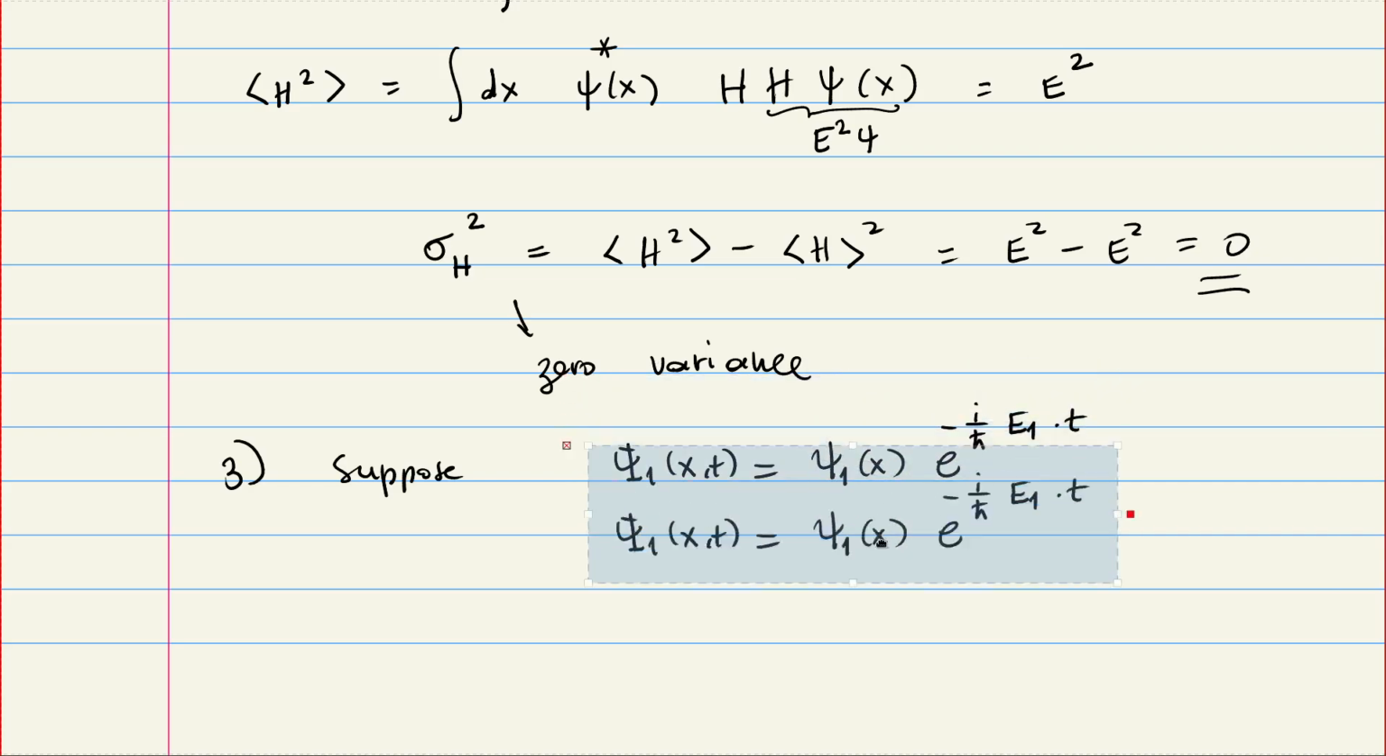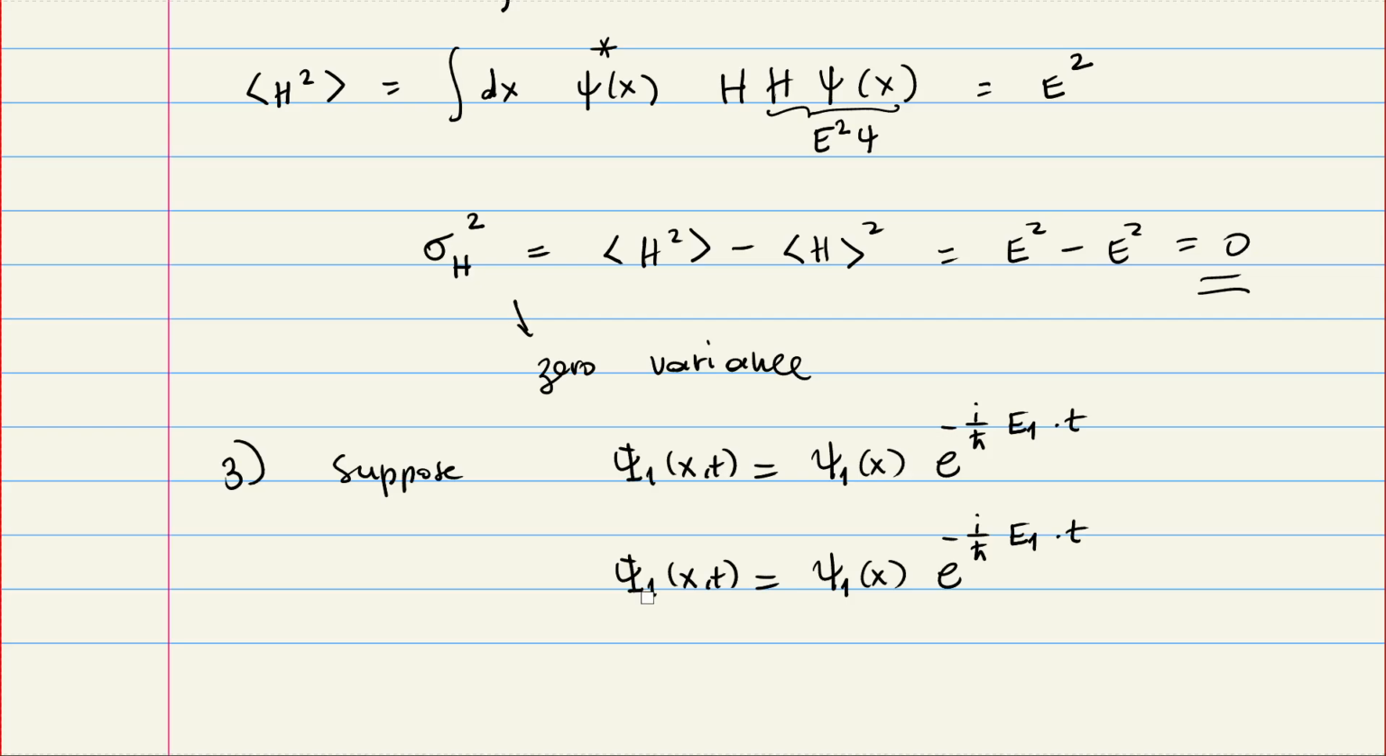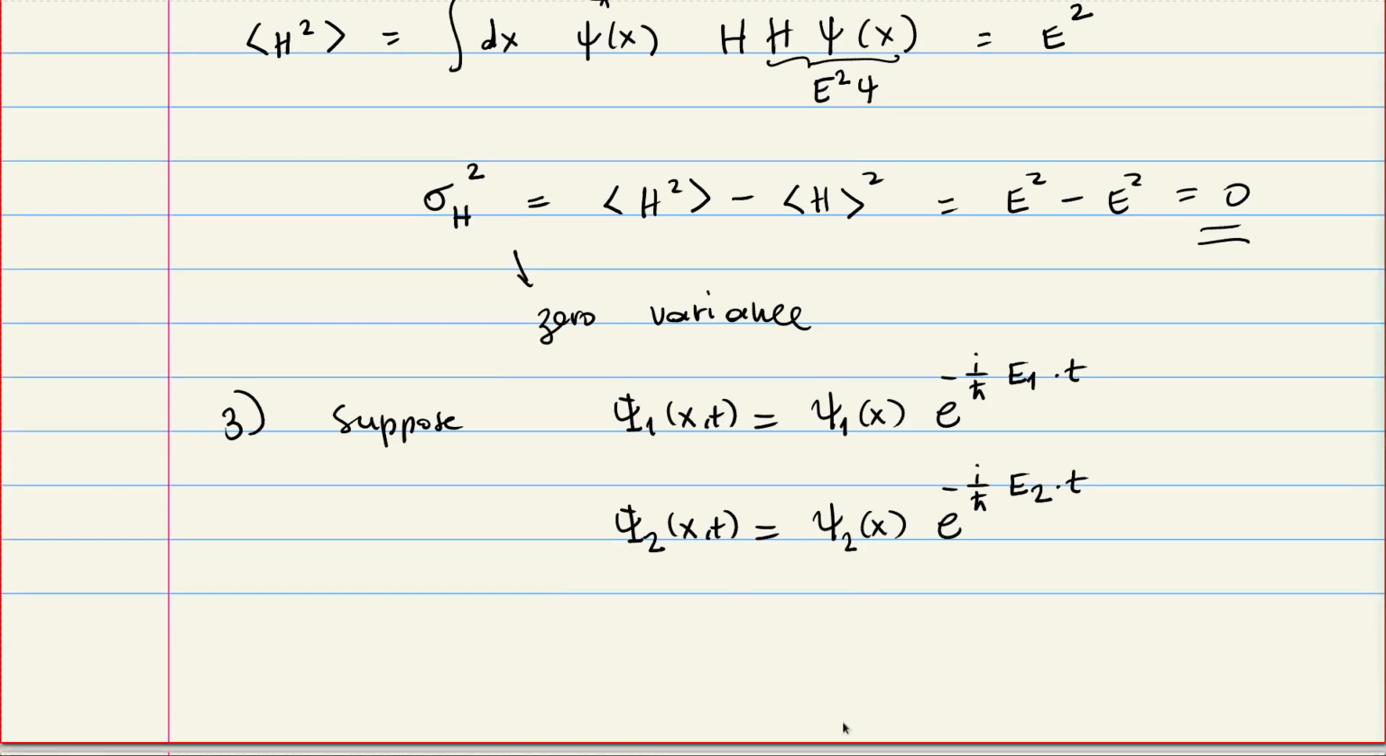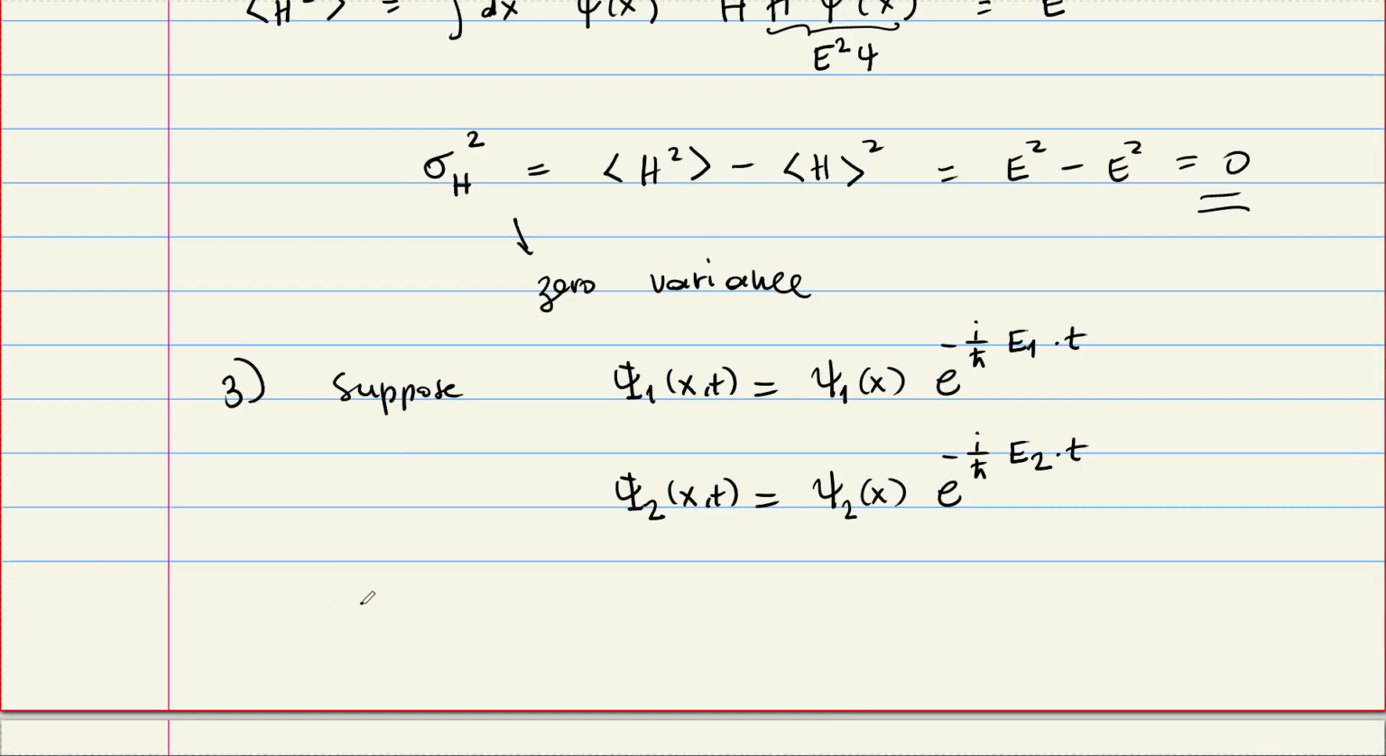And I can take another solution like this. Suppose this is a solution psi 2, corresponding to lowercase psi 2, and let's say the energy for this case is E2. And by linearity, right? The Schrödinger equation is linear. Any linear combination like this, a psi 1(x, t) plus b psi 2(x, t), is also a solution.